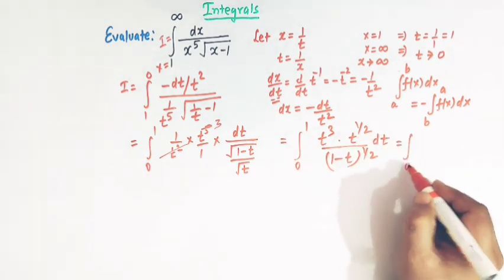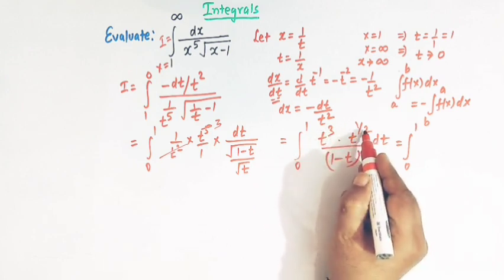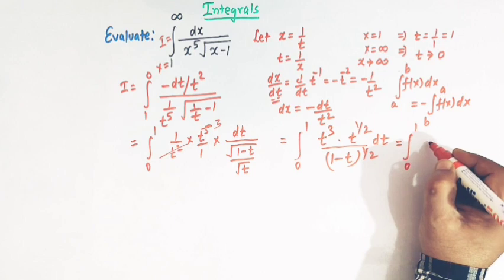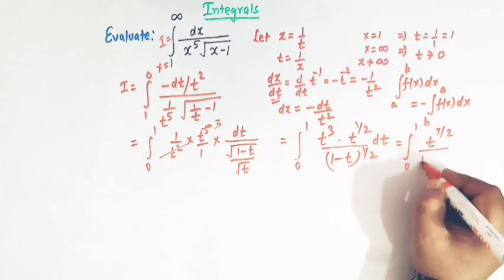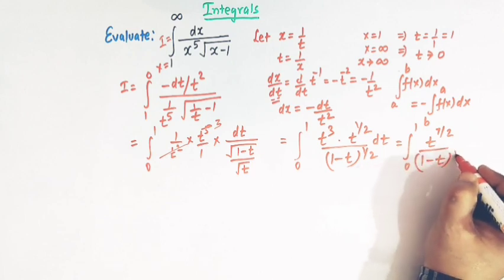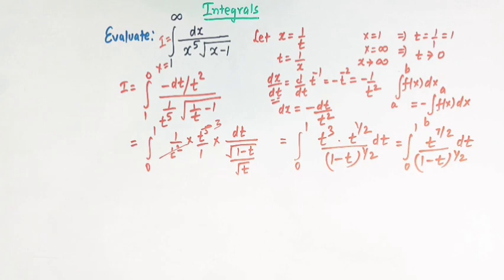So now we can write 0 to 1. Here the bases are same, so 3 and half get added, so we have t raised to 7 over 2, and here we have 1 minus t raised to half, and here we have dt.